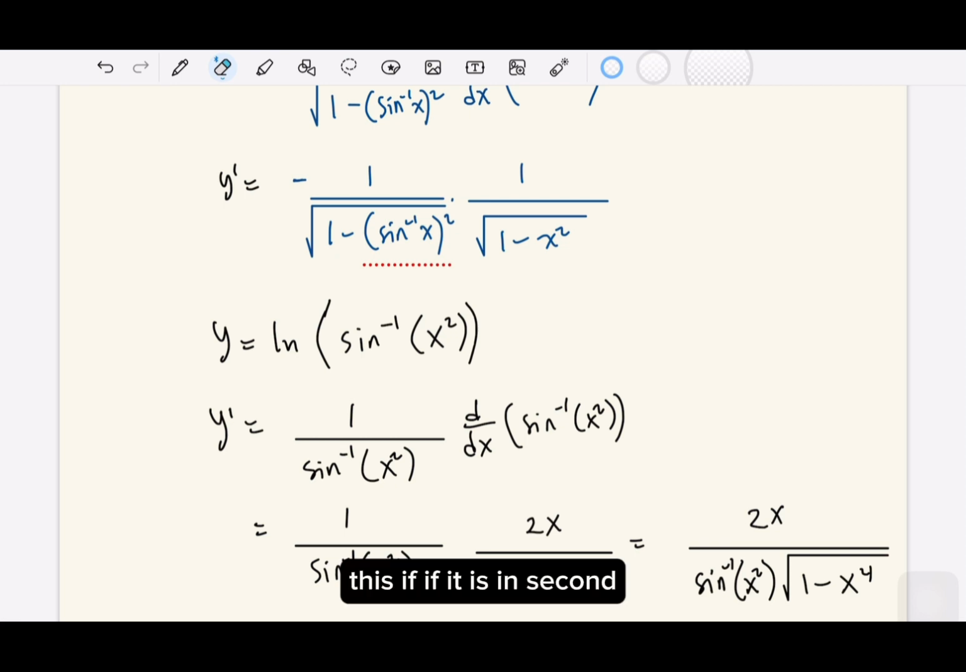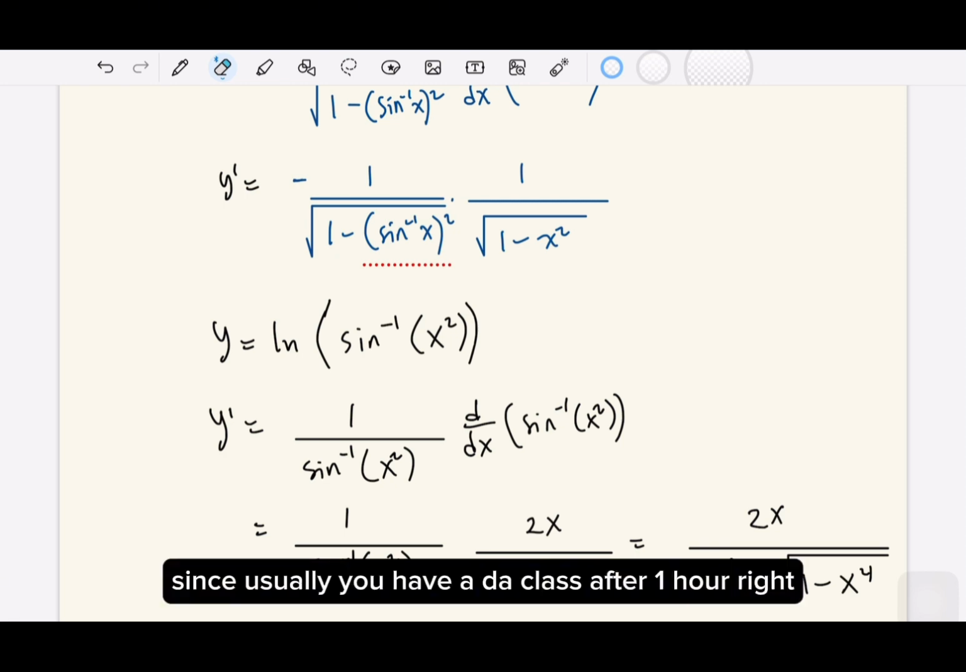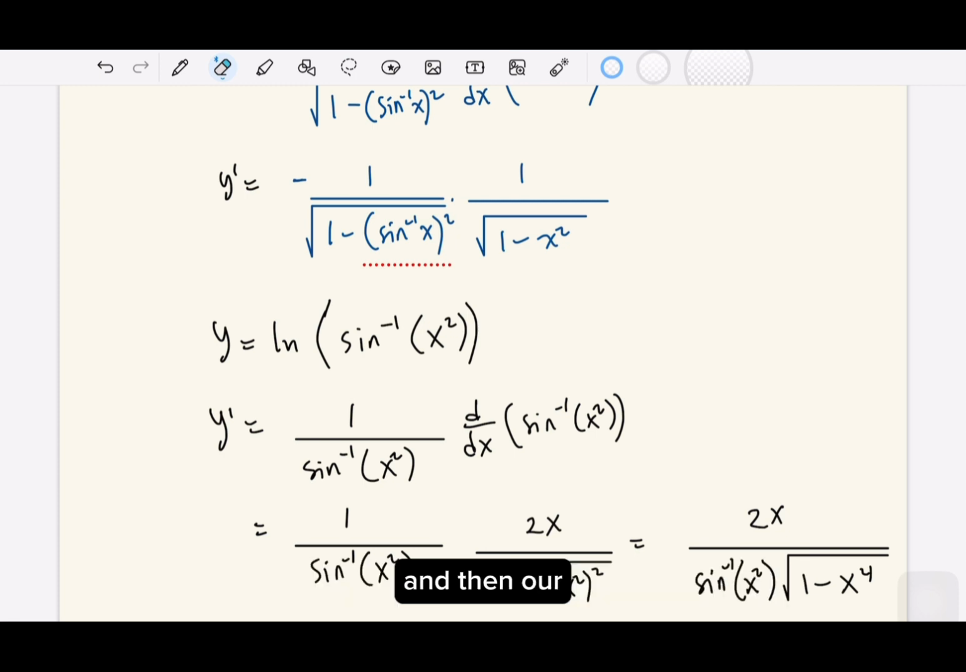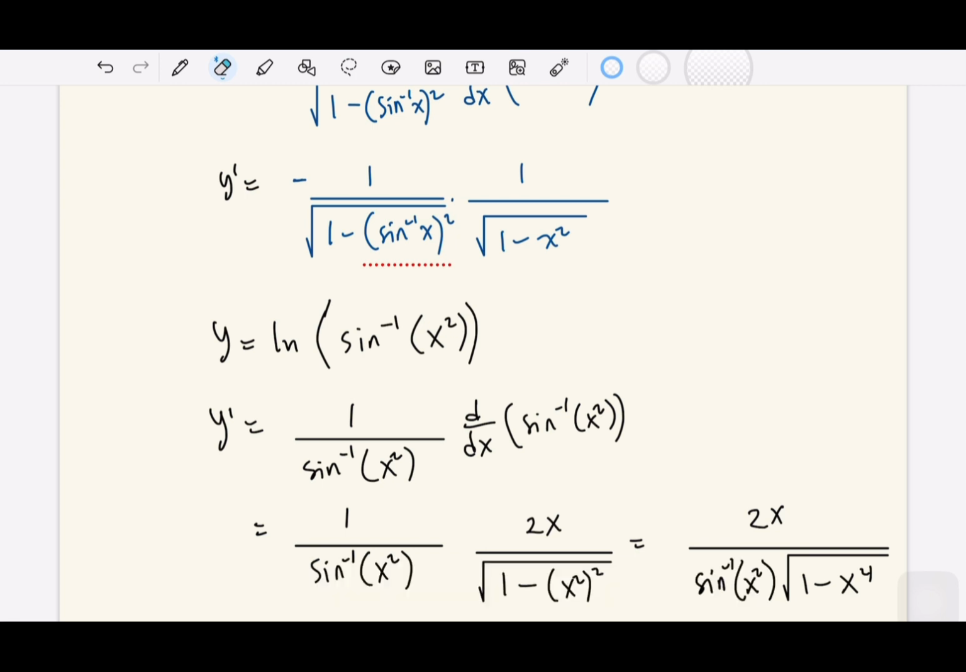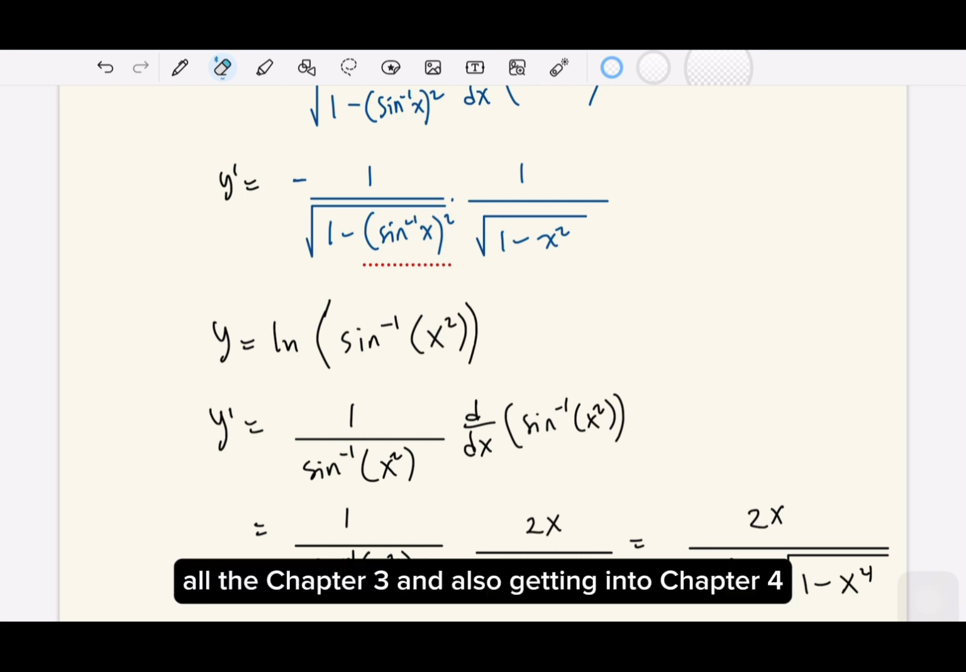If it is on the 7th, since usually you have a TA class after 1 hour, right? I can rearrange the TA class at the beginning and then our midterm. If not, then the 2nd of November, or if it is going to be delayed much, then maybe the 9th. But I'm trying to finish all of chapter 3 and also get into chapter 4.